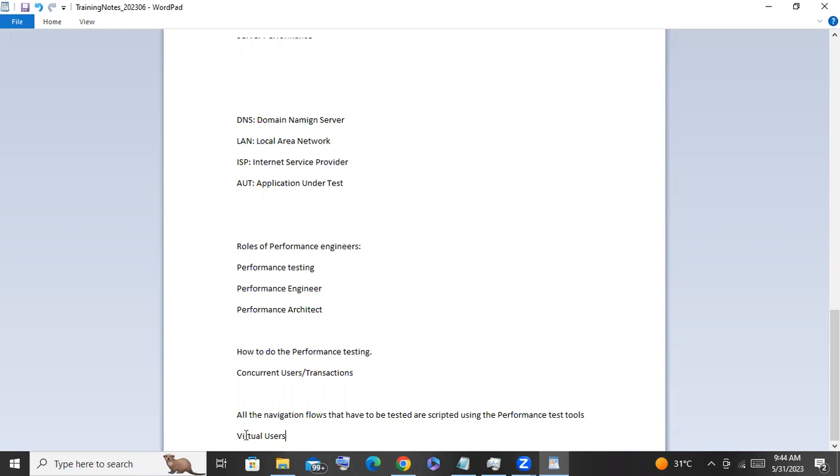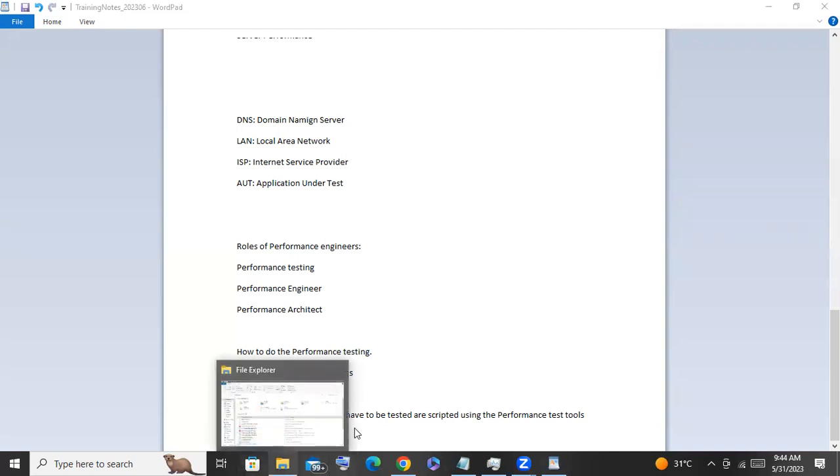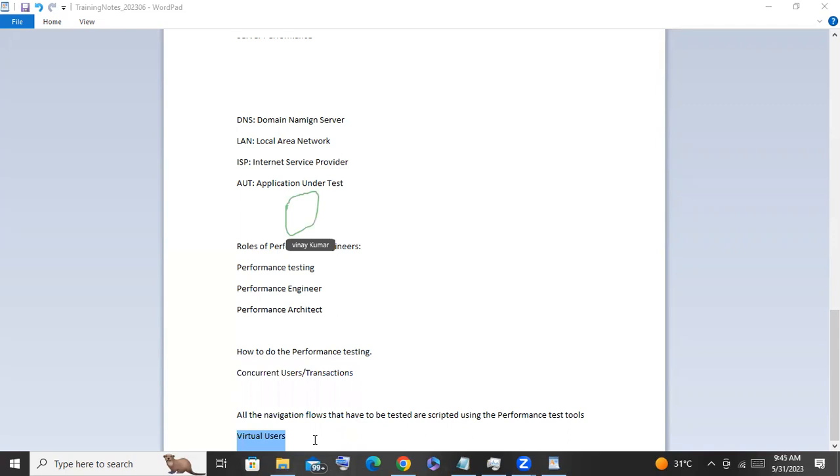For now, we are trying to ensure that these users do the transactions in the way that real-time users do, and that is what we would try to test. Okay? Clear about it, guys? Yes, sir. Yes, guys. So what we are trying to do is use these performance test tools.